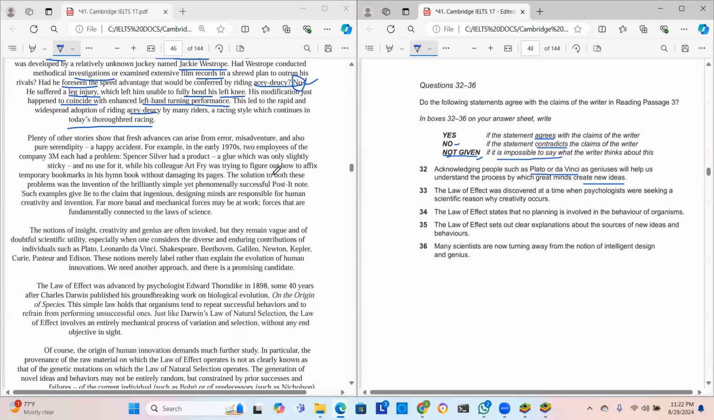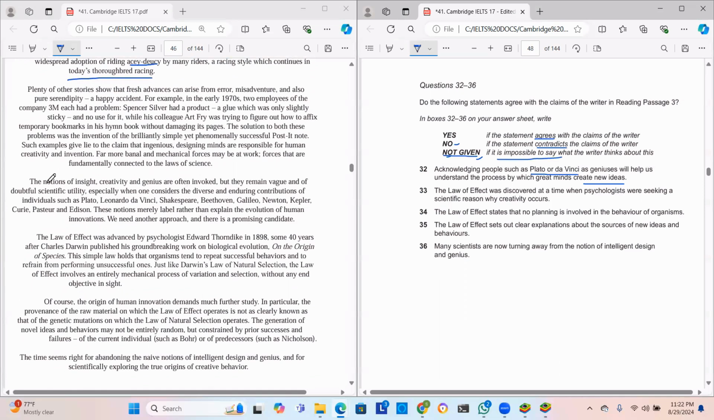Where are these guys? Are they here in this one? No, I don't see them. Yes, Plato and Da Vinci are here. So let's read this. The notions of insight, creativity, and genius are often invoked, but they remain vague and of doubtful scientific utility, especially when one considers the diverse and enduring contributions of individuals such as Plato and Da Vinci, Shakespeare, Galileo, Newton, Pasteur, and Edison. These notions merely label rather than explain the evolution of human innovations. We need another approach, and there is a promising candidate.